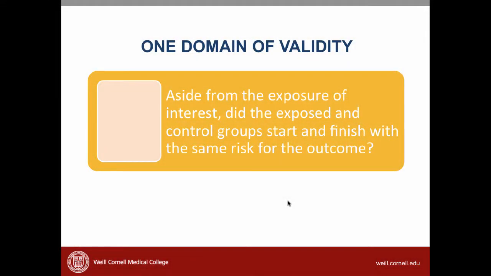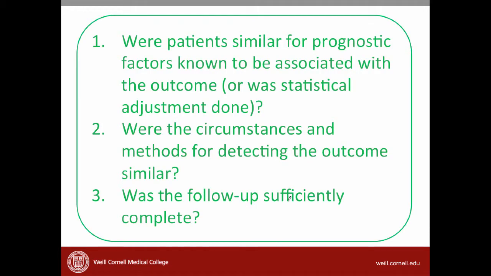The validity checklist for an article about harm is only one domain. We want to know, aside from the exposure of interest, do the exposed and control groups start and finish with the same risk for the outcome? We can answer this question by looking at 3 more specific questions. First, were patients similar for prognostic factors known to be associated with the outcome, or was statistical adjustment done? Second, were the circumstances and the methods for detecting the outcome similar? And third, was the follow-up sufficiently complete?